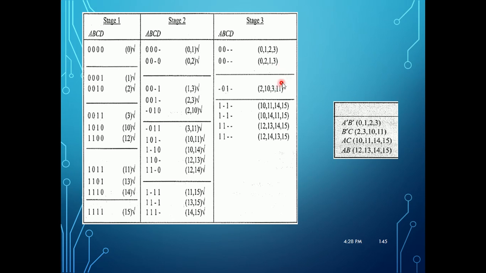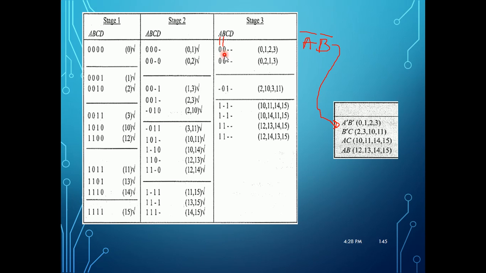So when you say 0, 1, 2, 3, it is of A variable 0, B variable 0, C and D is dash dash. Is it? So what is that term now? Here A has taken 0, B variable has taken 0. So that means what? It is A bar B bar. Then the rest you have to leave. So that's what we have filled here in the next stage, that is A bar B bar.